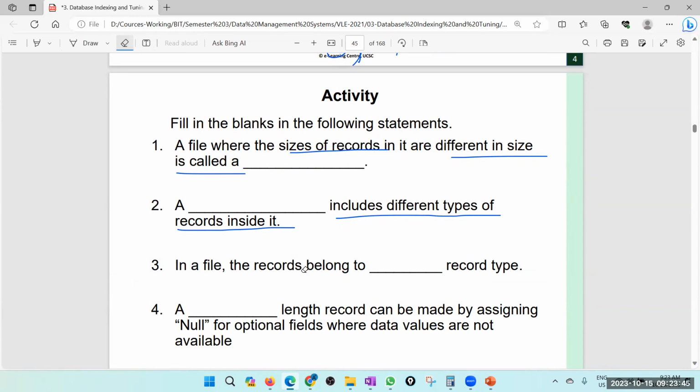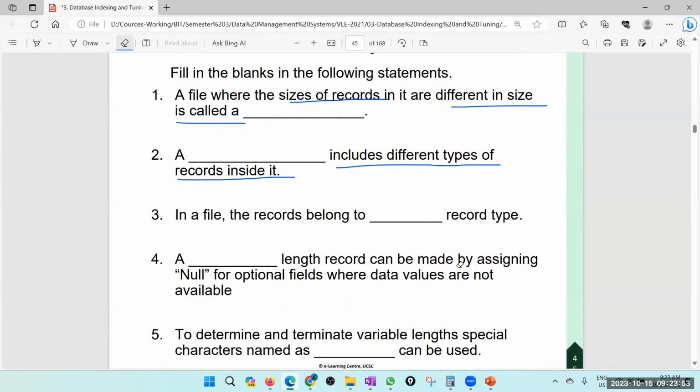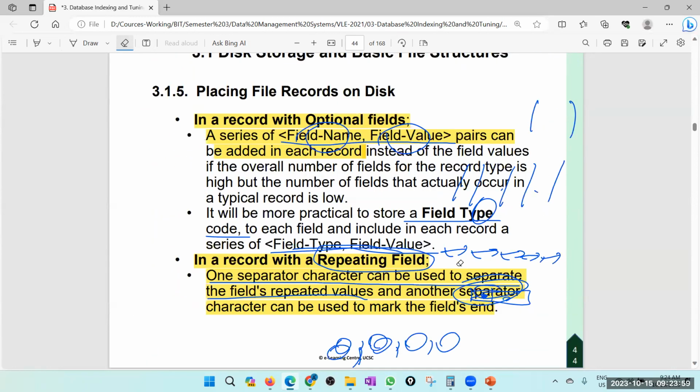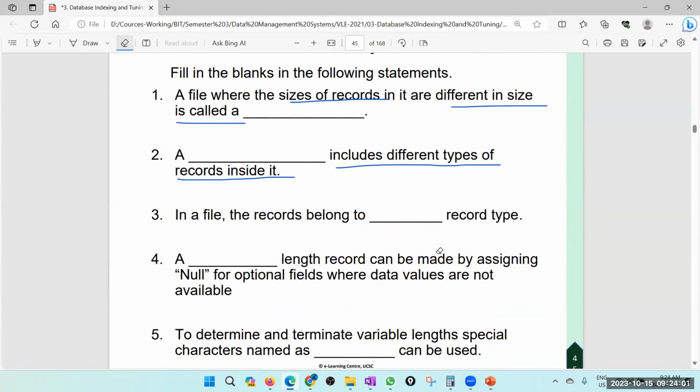In a file, the records belong to a record type. What is that? I'm not very sure. So just double check whether they have given a specific name.